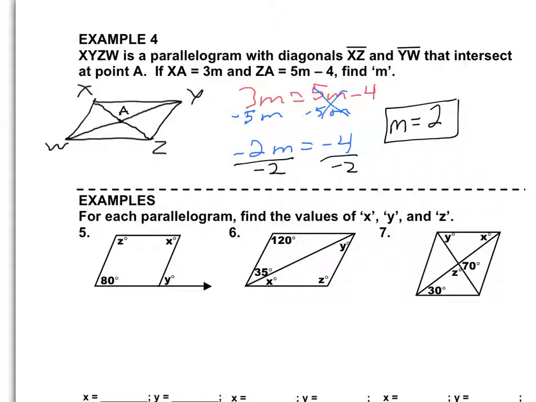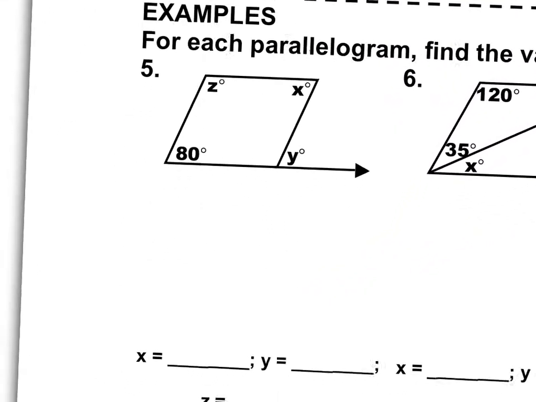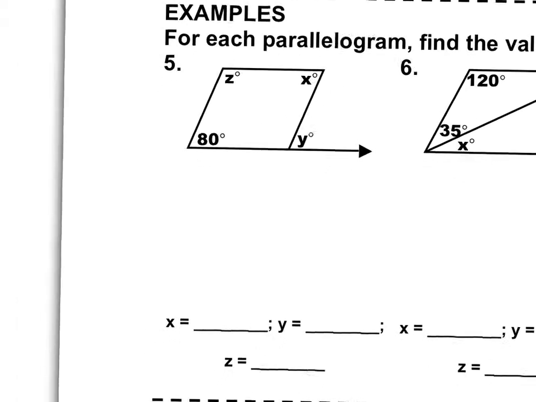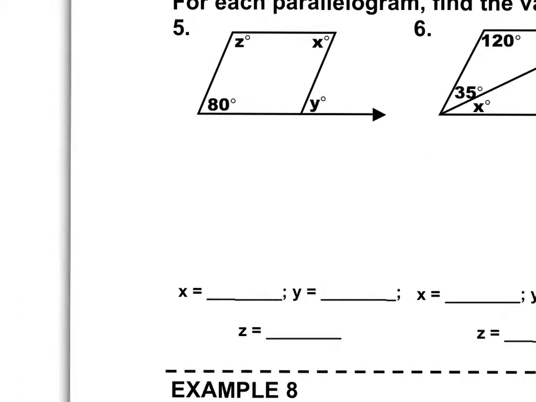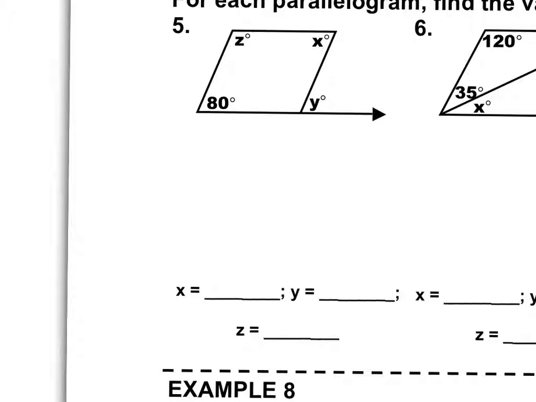Okay, 5, 6, and 7. We're finding the values of x, y, and z. I'm going to zoom in here and just look at number 5 first. My answer blanks are at the bottom here. We're going to look at number 5 by itself first.